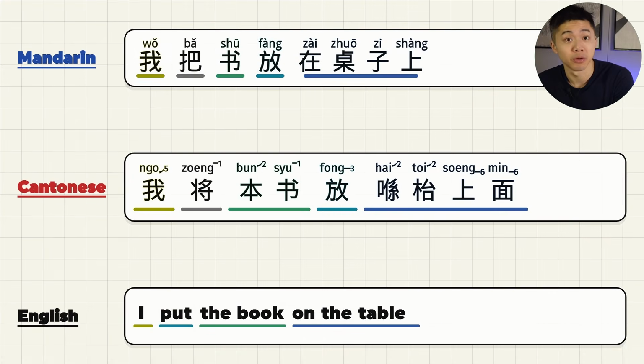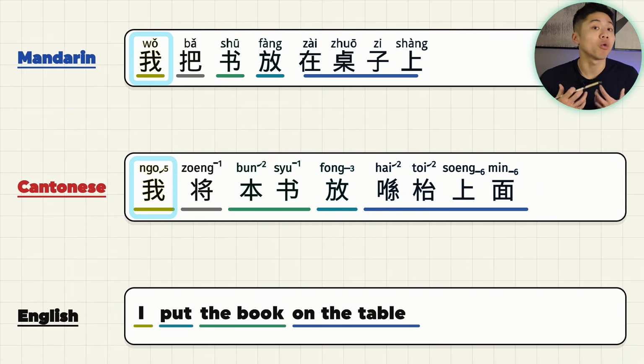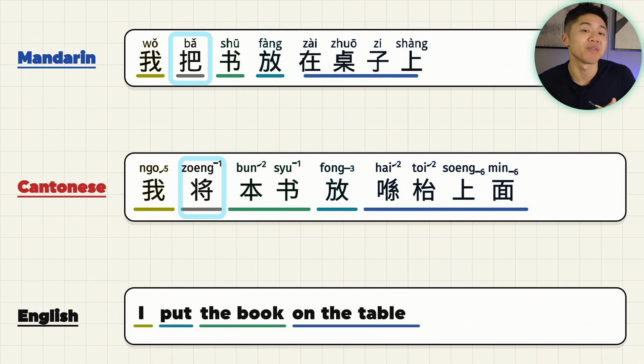Now let's go back and fix that sentence from before, the one that sounded a little bit weird. So, I put the book on the table. In Mandarin, what we had originally was 我放书在桌子上 or 我放书喺台上面. Now the way we'd more commonly say it is not I put the book on the table, but I took the book and put it on the table. 我把书放在桌子上，我將本書放喺台上面.